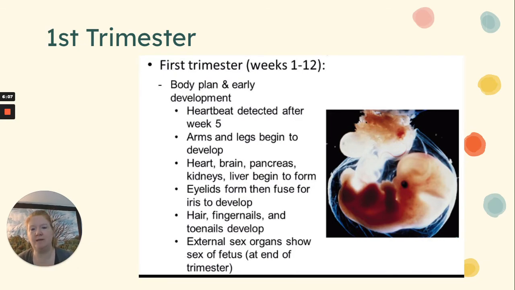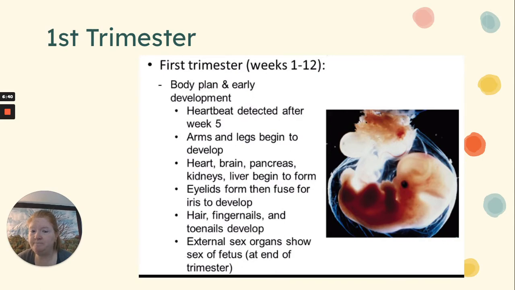So first trimester, and that's what a previous graphic focused on, but I really just want to kind of consolidate all the information. So the heartbeat can be detected after week 5, not from an external exam typically. The arms and legs begin to develop, those little tiny buds. The heart, the brain, the pancreas, the kidneys, the liver. Remember, all those internal organs are going to begin to form. That does not mean they're fully formed or functional at this point when they first form.